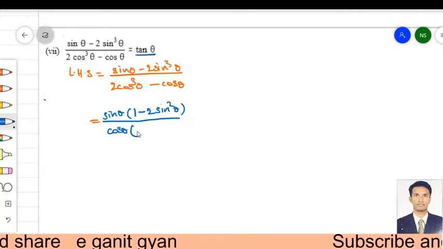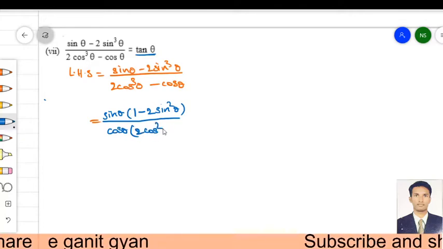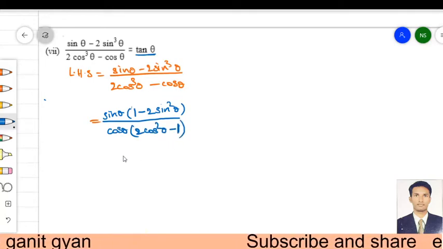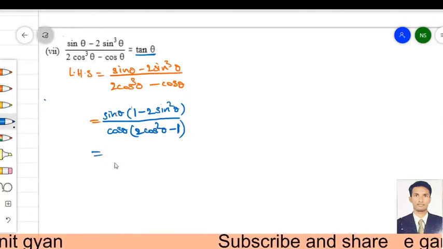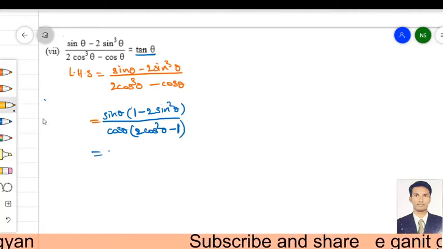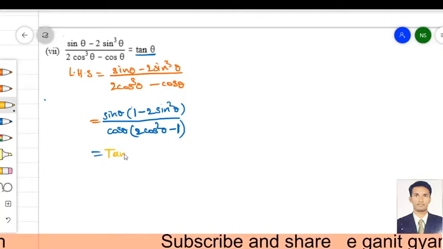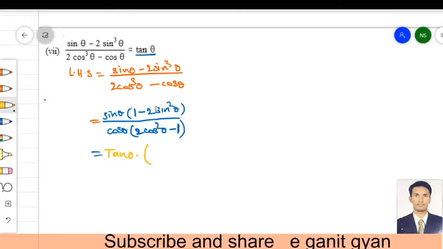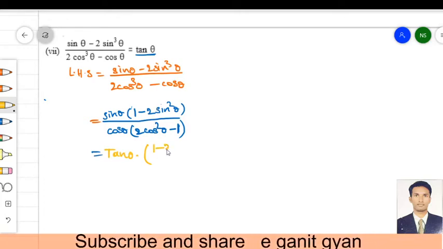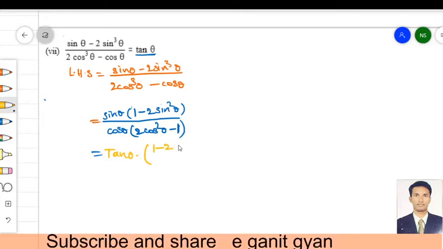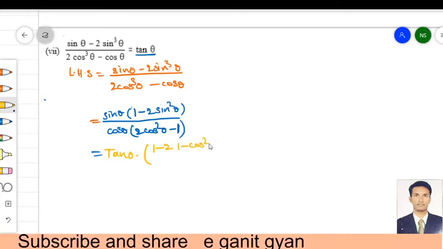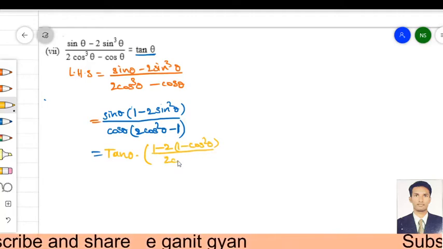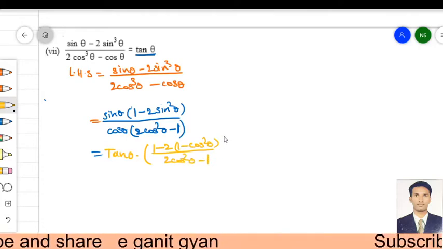So here I will be left with 2 cos square theta minus 1, since I took out cos theta and the remaining factor will be 1. Now sin theta by cos theta is tan theta, and we will modify and cancel this value. 1 minus 2 into sin square theta we can write as 1 minus cos square theta, all this under square root, divided by 2 cos square theta minus 1.